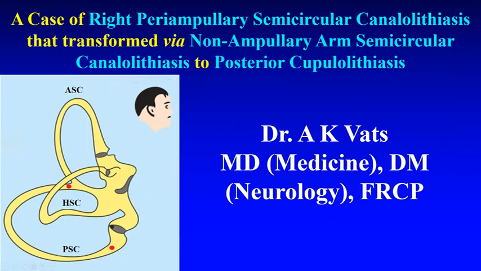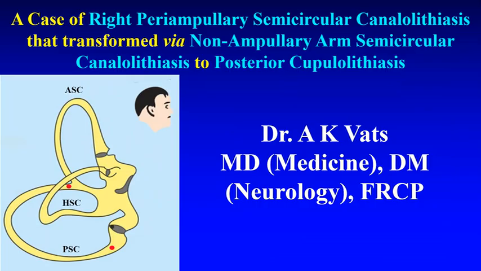Good morning, everybody. Today I am discussing a case of right-sided periampullary semicircular canalolithiasis, that is the typical variant, that transformed via the non-ampullary arm semicircular canalolithiasis to posterior cupulolithiasis. I have taken this subject because a recent paper from America by Olivia Culmanson and Carol Foster recently doubted the existence of cupulolithiasis either in the horizontal or in the vertical, that is the posterior semicircular canal.